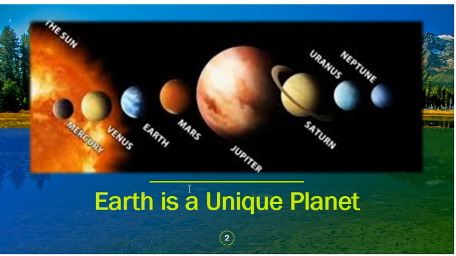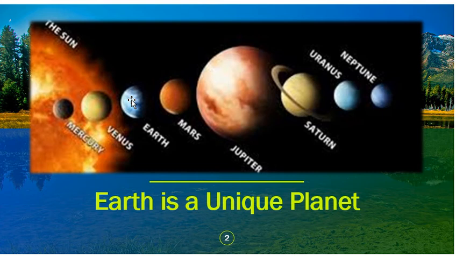Now let us proceed to how unique our planet is. Given this illustration or picture, in terms of the location of the Earth, it is not too near the sun, and it is also not too far from the sun. That is why it can sustain life, right? If we look again, it is third in order from the sun.